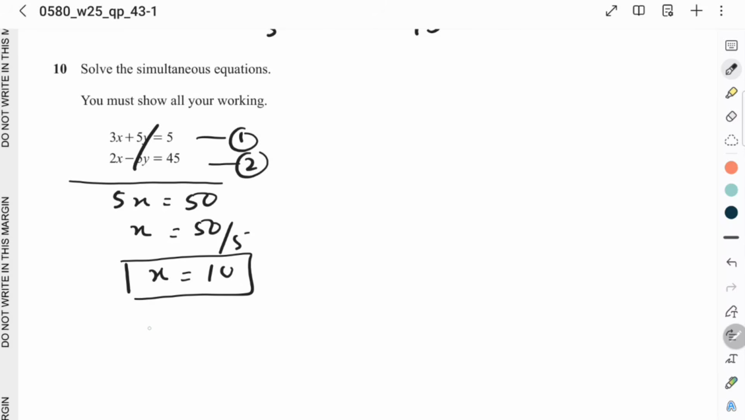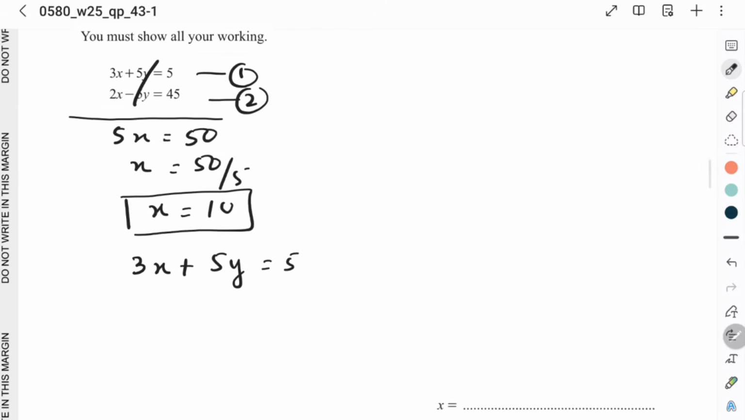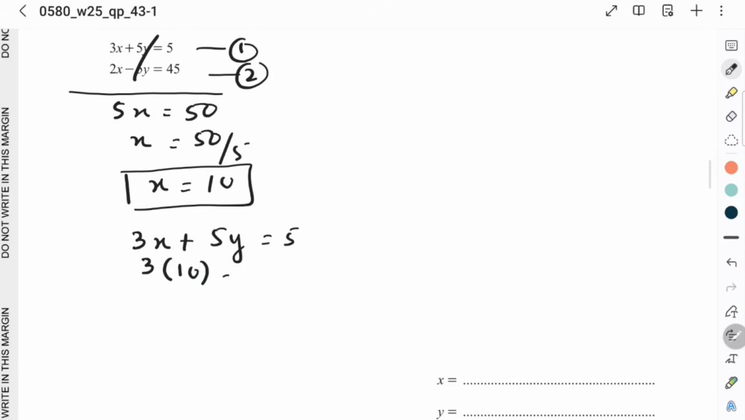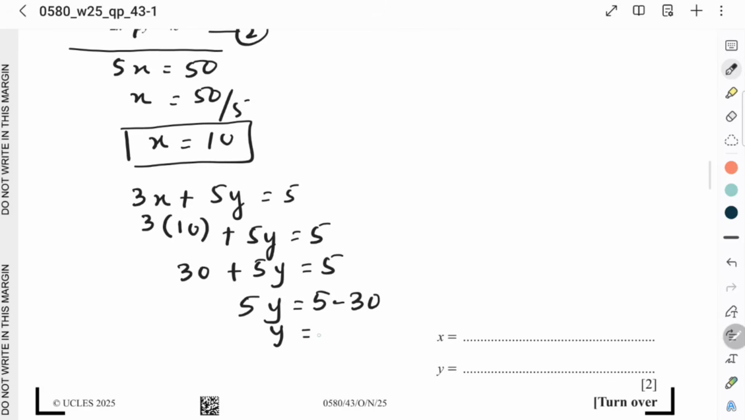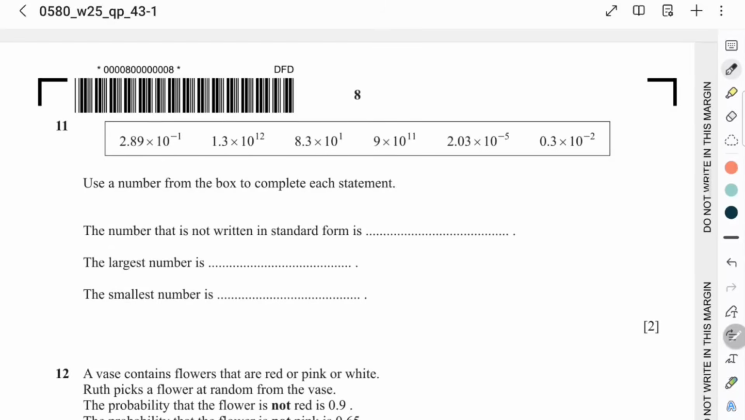Now put it in any of the equations. First equation is 3x plus 5y equals 5, and we are putting x value 10, so 30 plus 5y equals 5. 5y equals 5 minus 30, and then you will have minus 25 over 5, and that equals minus 5. y equals minus 5. So you have x equals 10 and y is minus 5. Next question now. Question number 11.